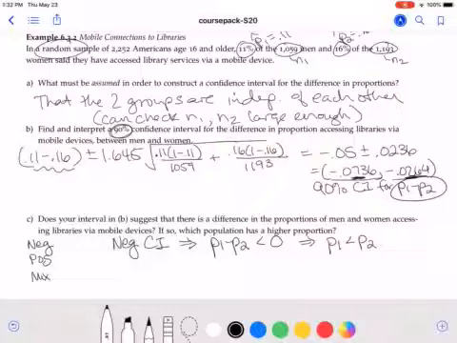So in order to be subtracting and get this negative result all over, the first proportion would have to be smaller than the second proportion. So what we're seeing is that the population proportion is higher for group 2, and that was the women.